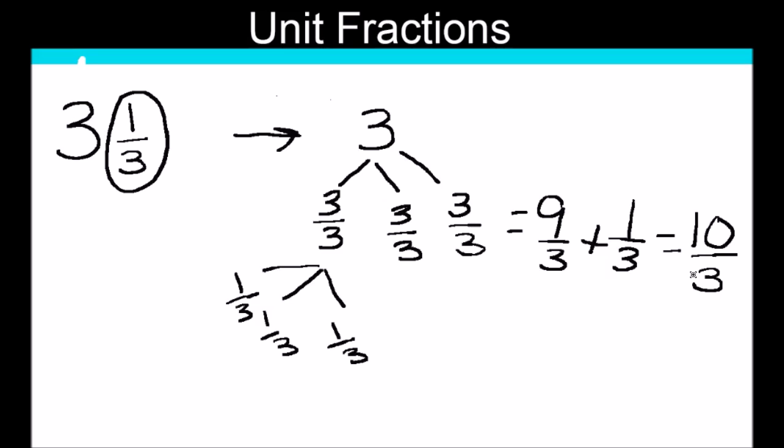I hope this gives you a better understanding of unit fractions and how important it is to really teach your students how to visualize unit fractions. In no way am I saying that you cannot use fraction wheels or other means to teach your students fractions, but they have to understand that that fraction is made up of unit fractions.